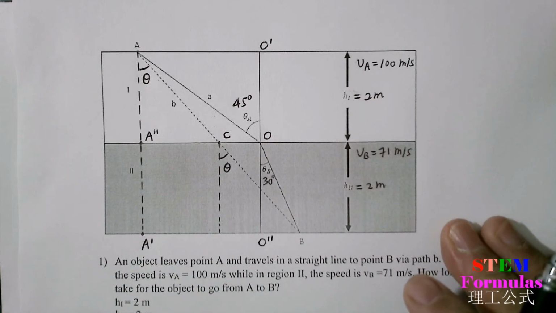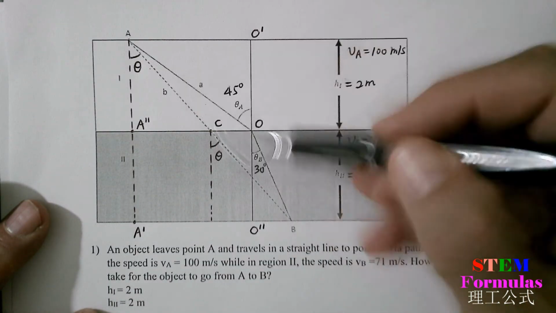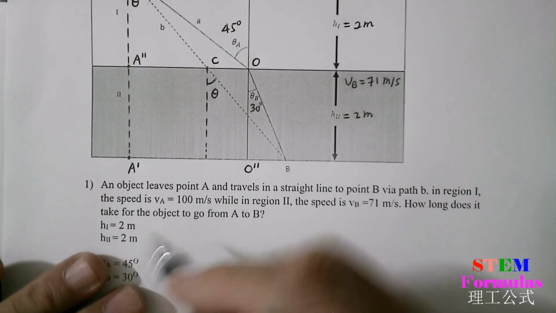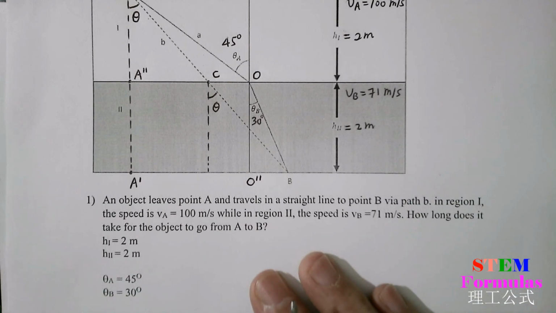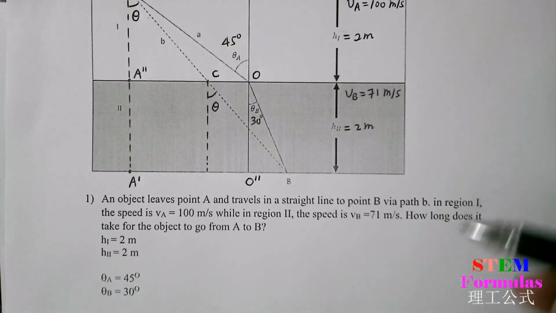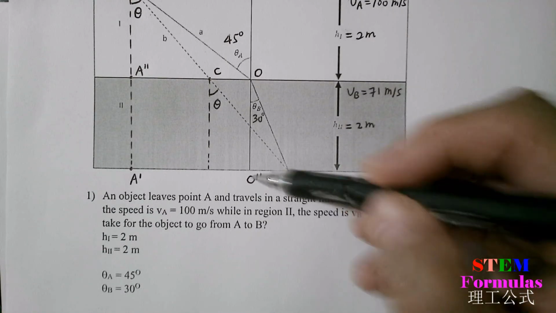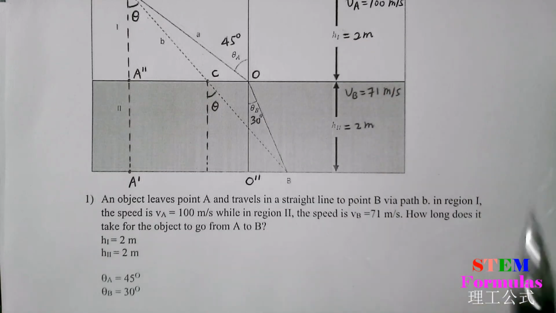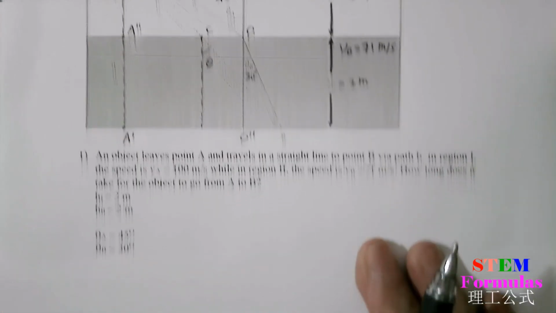Now, I have the following labels, and I have so many triangles. So we start from there. For triangle O double prime B, O double prime and B, consider this triangle. Now we have the following equation.